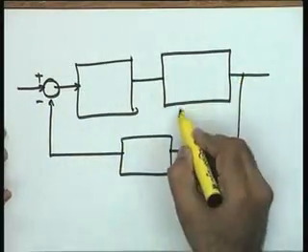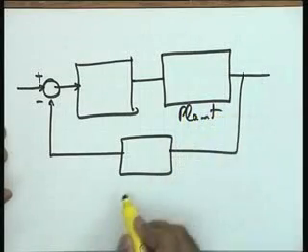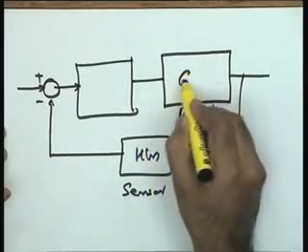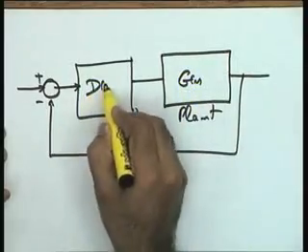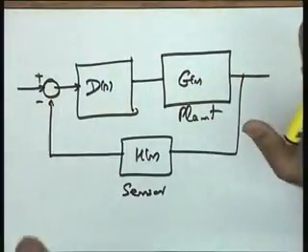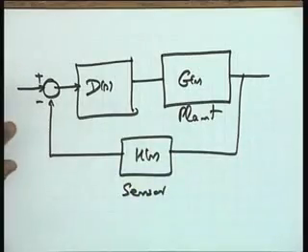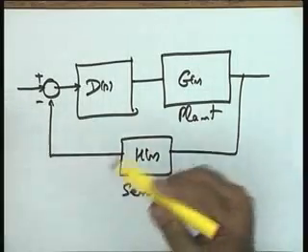The considerations about the plant, the considerations about the sensor, the considerations about the controller, the type of controller, the structure of the controller is also decided. Okay? A design simply will mean for me actually a compensator design.